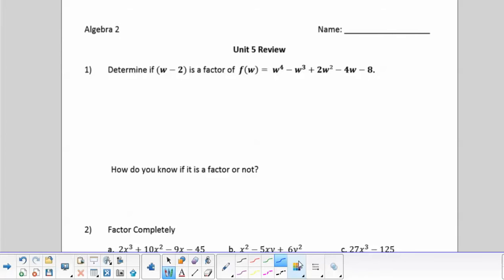In problem 1, we're trying to determine whether w minus 2 is a factor of this polynomial here. And a binomial will be a factor if it divides evenly, so you're checking to see if the remainder is 0.